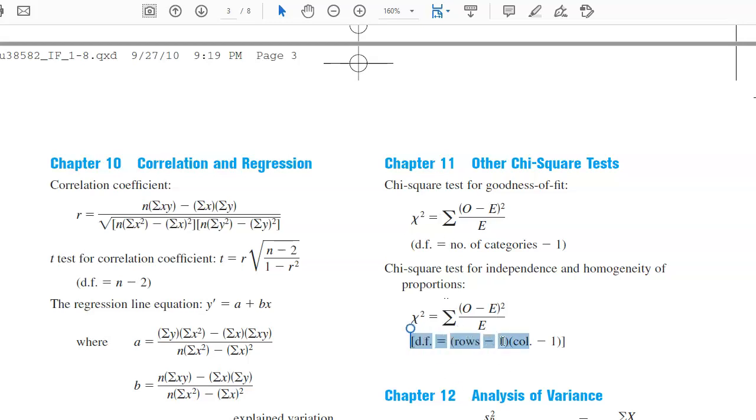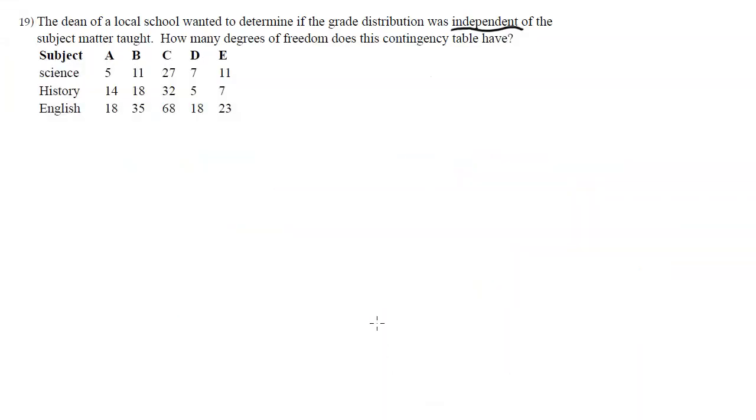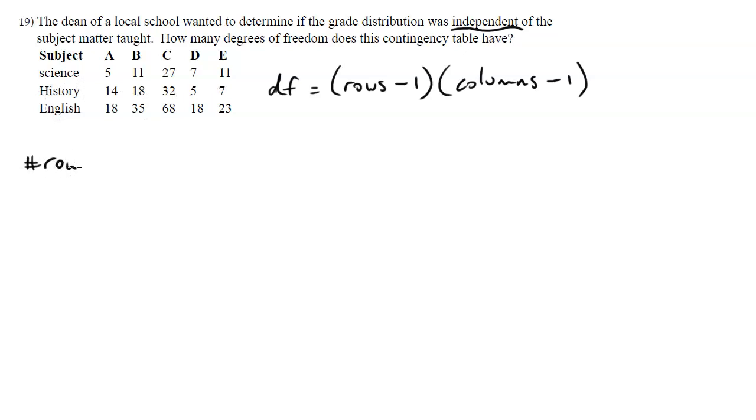But we're interested in degrees of freedom. That's rows minus 1 times columns minus 1. So let's write that. So degrees of freedom, rows minus 1 times columns minus 1. Okay. So rows. The rows are horizontal. These are my rows. So number of rows equals the ones that have data in them, 3.